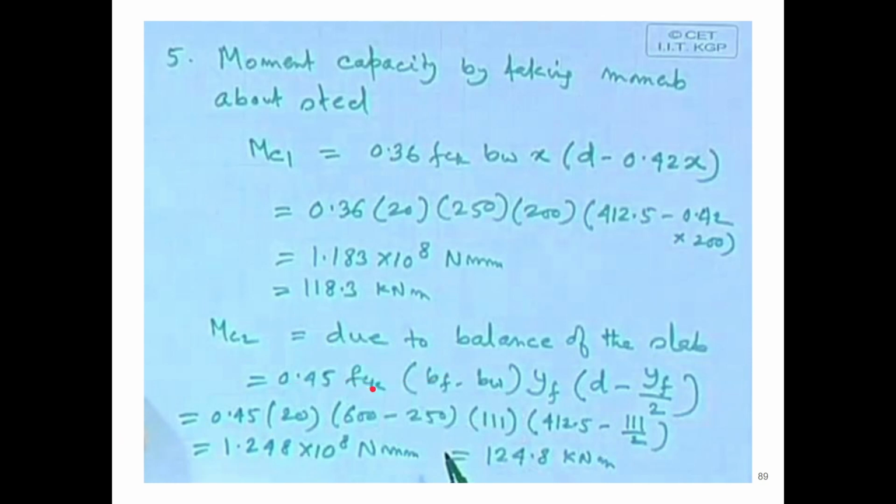In the slab part, we will go with constant 0.45 fck up to a depth of yf. Beyond that we don't consider it, which is an extra cushion, an extra factor of safety. We only consider yf and leave the part Df minus yf. So Mc2 becomes equal to 0.45 into fck into bf minus bw into yf into d minus yf by 2. So it is 0.45 into 20 into 600 minus 250 into 111 into 412.5 minus 111 by 2. That comes out to be 124.8 kilonewton meter.